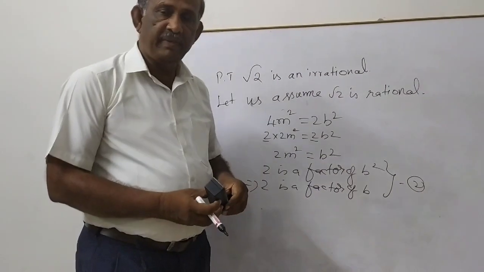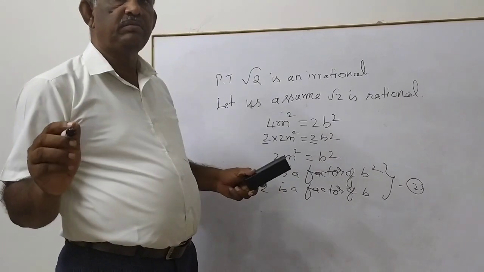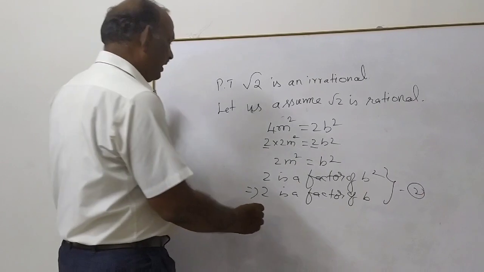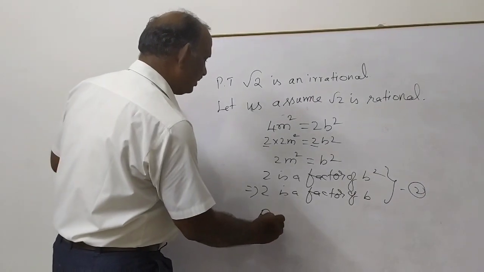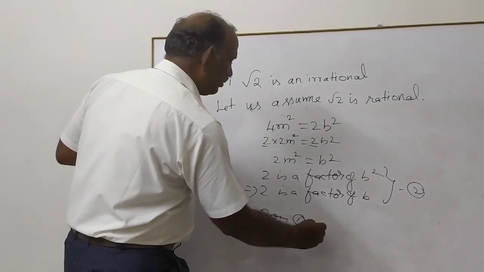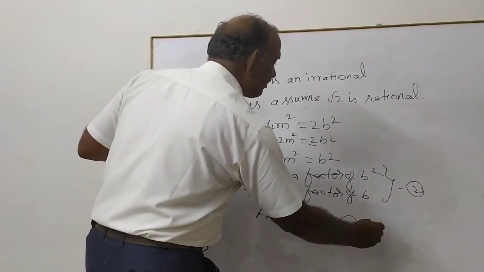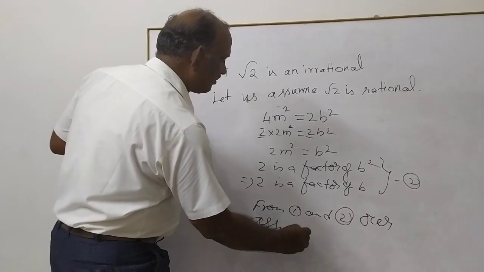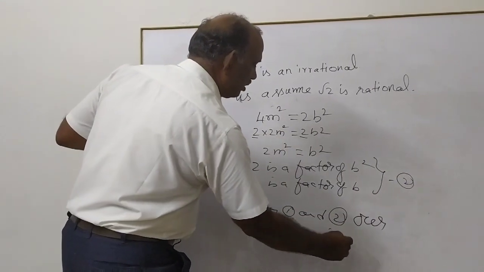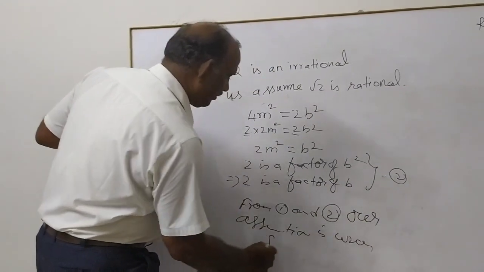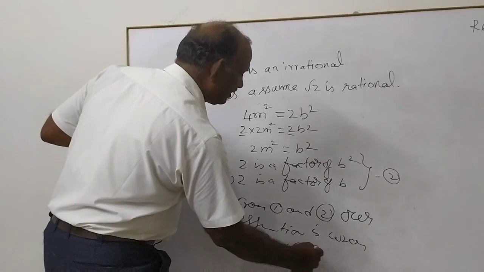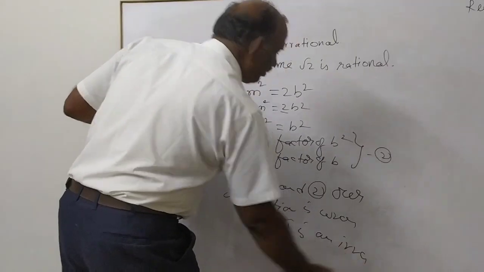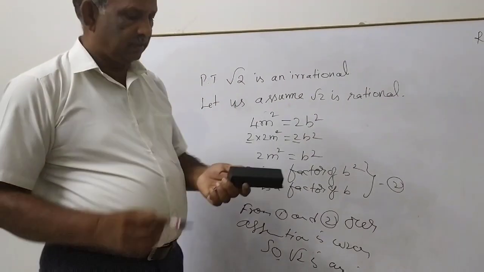So a rational number means they must not have a common factor other than 1, which leads, from 1 and 2, to our assumption being wrong. So root 2 is an irrational number. Thank you.